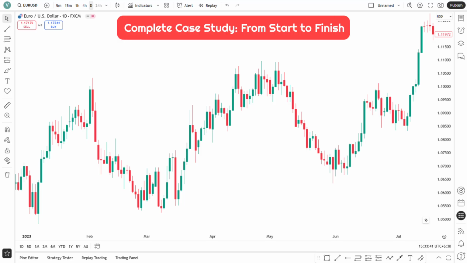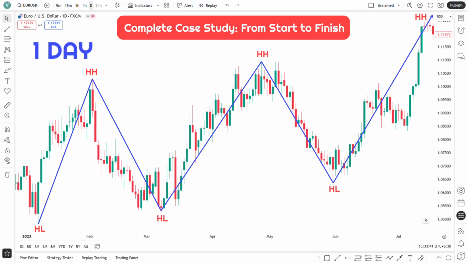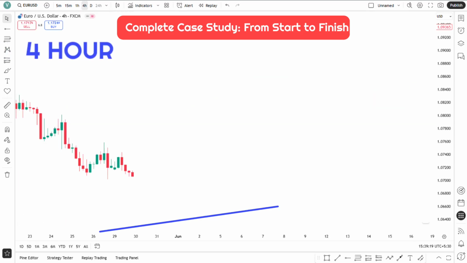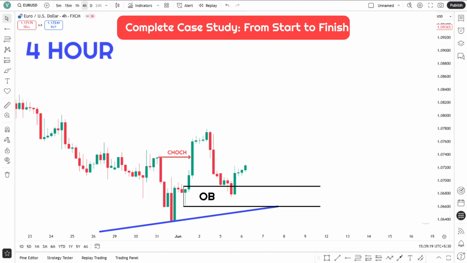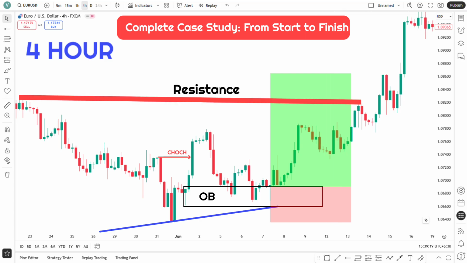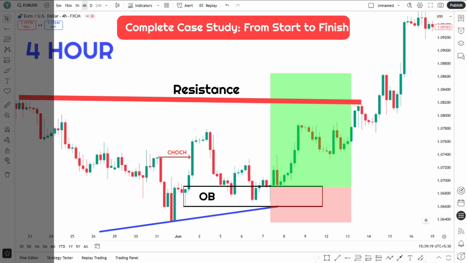Complete case study. From start to finish. Identify the trend on the daily chart. Uptrend confirmed. Draw an uptrend line connecting 3 major swing lows. Drop to 4-hour chart. Wait for price to touch the line. Price touches line plus forms a bullish engulfing candle. Enter long, stop loss below the line. Price moves up, reaching resistance. Partial take profit. Trail stop loss to lock in profits.